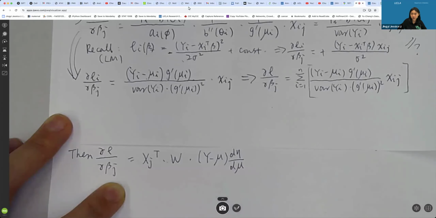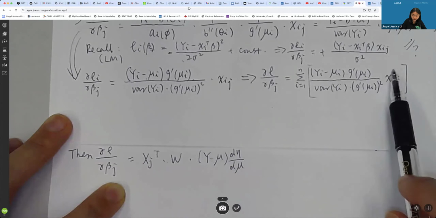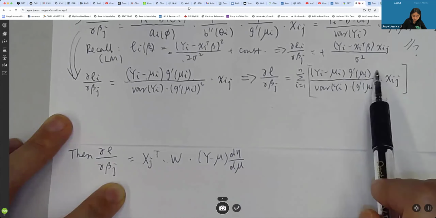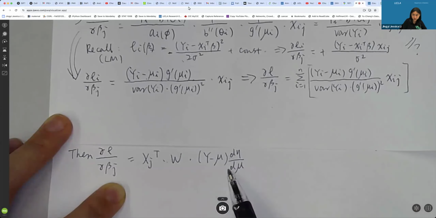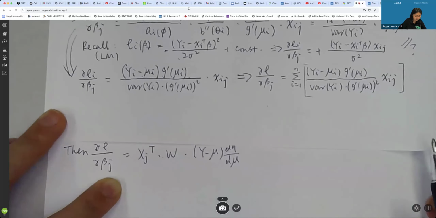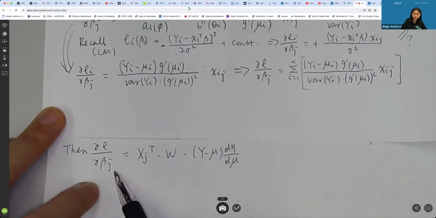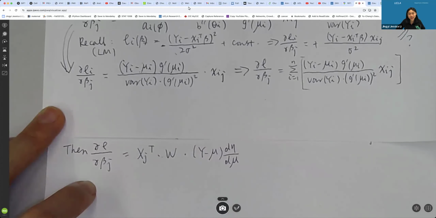Is everybody following? How do we go from here to here? This part comes from xj. This part comes from this vector, and the denominator comes from the weight. Okay, then I can further write out my gradient in the matrix form. So everything I'm trying to do here is to get a matrix form, so it's much simpler for us. Just like in the linear model, using the matrix form to solve for least squares was much simpler for us.